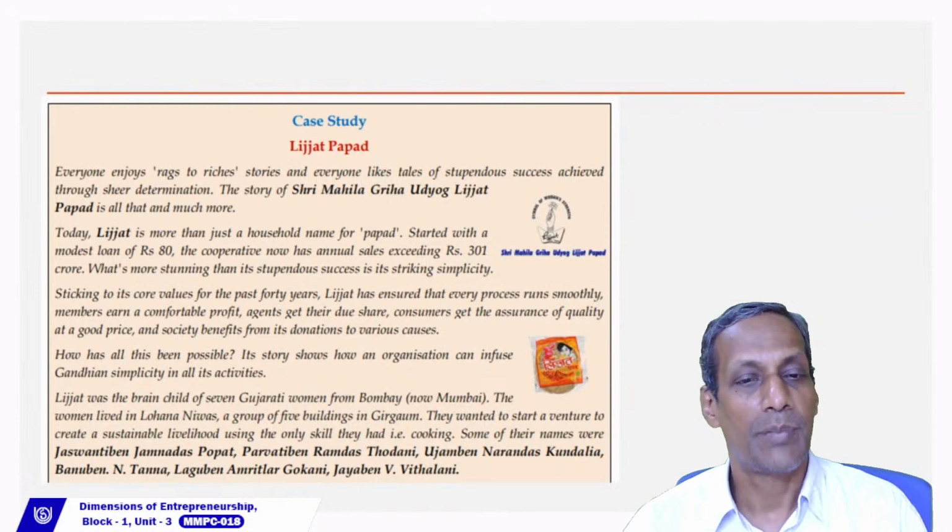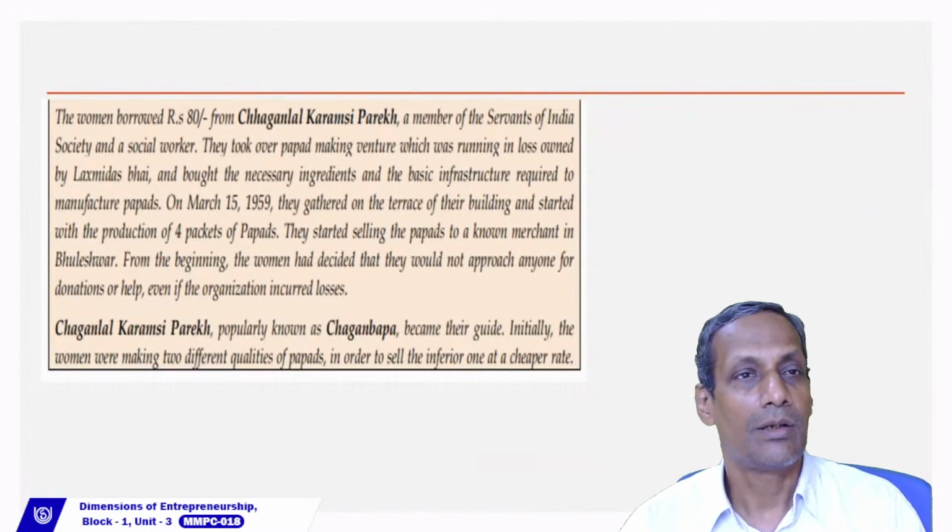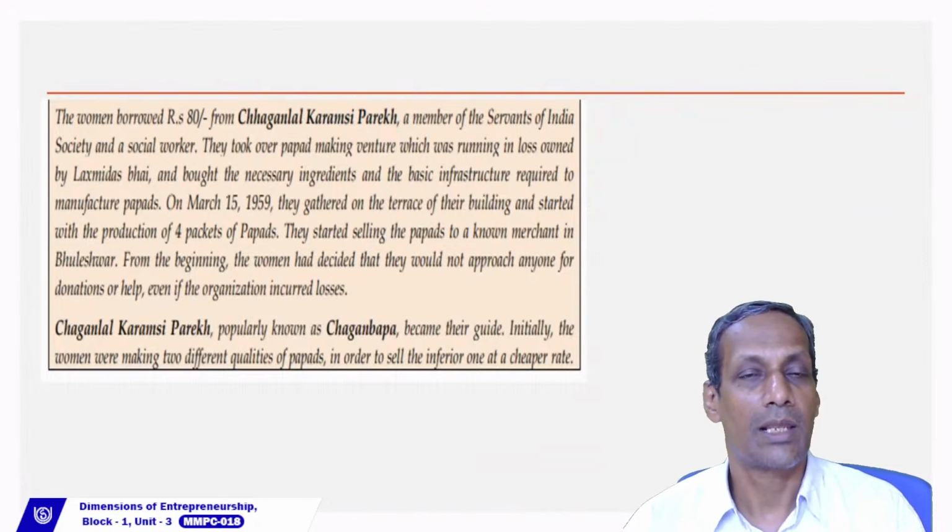Jamnadas Popat, Parvatiben Ramdas Thodani, Ujamben Narandas Kundalia, Banuben N. Tanna, Laguben Amritlal Gokani, Jayaben V. Vithlani. The women borrowed rupees 80 from Chhaganlal Karamsi Parekh, a member of the Servants of India Society and a social worker. They took over a papad making venture, which was running in a lane owned by Lakshmiben, and bought the necessary ingredients and the basic infrastructure required to manufacture papads.